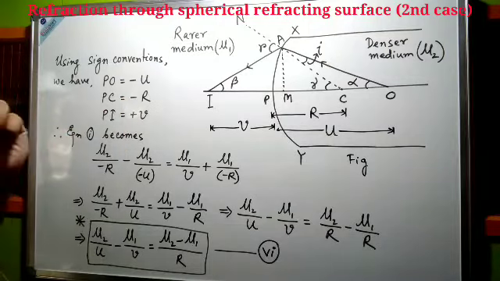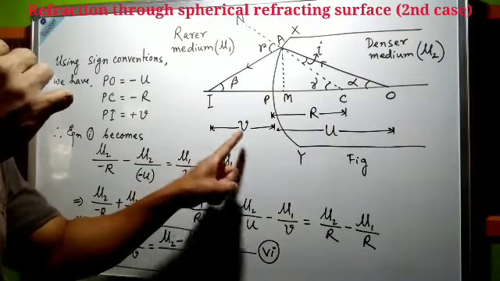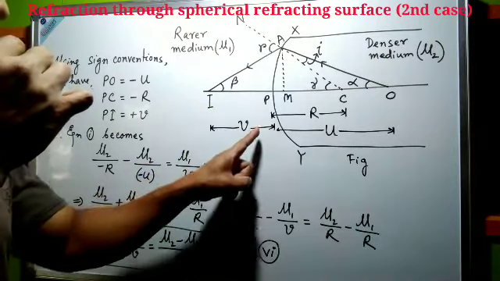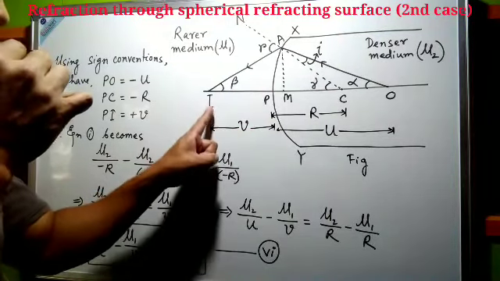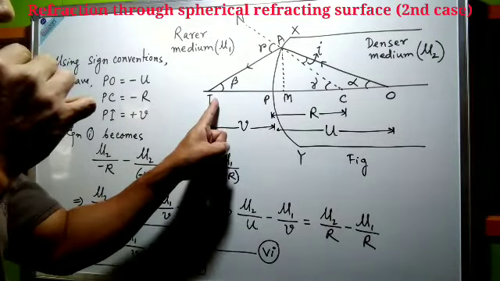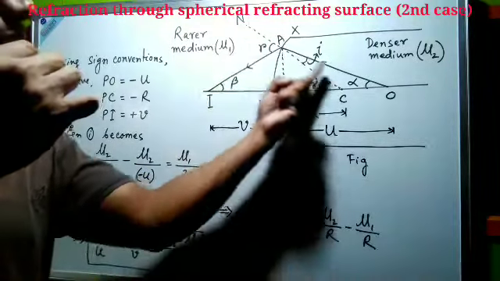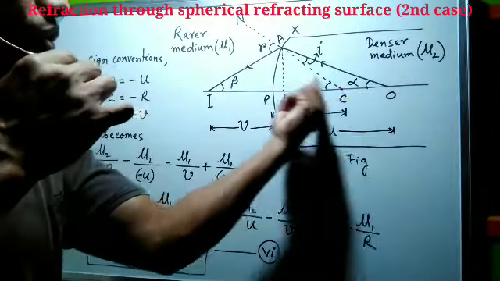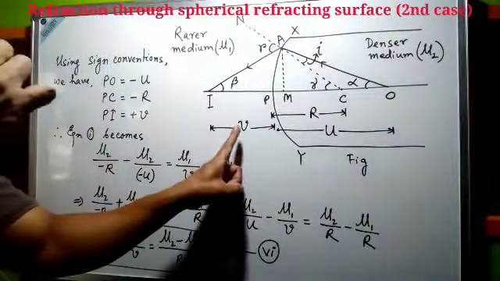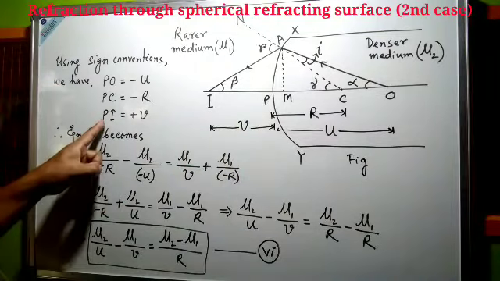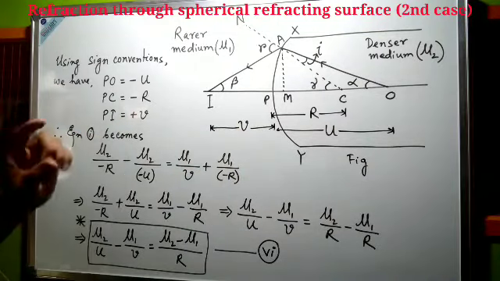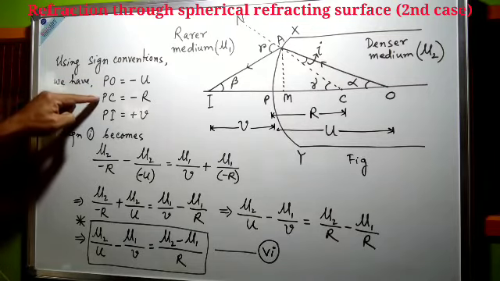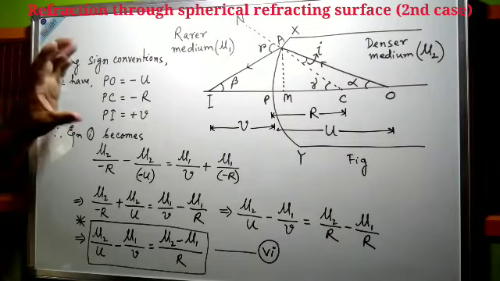And again PI represents image distance, distance of image from the pole. The direction of measurement of image distance, that is from P to I, is along the direction of incident light ray, that is from right side to left side. So v should be positive. So we may write PI equal to plus v. So we have to put the values of PO, PC and PI in equation number 5.